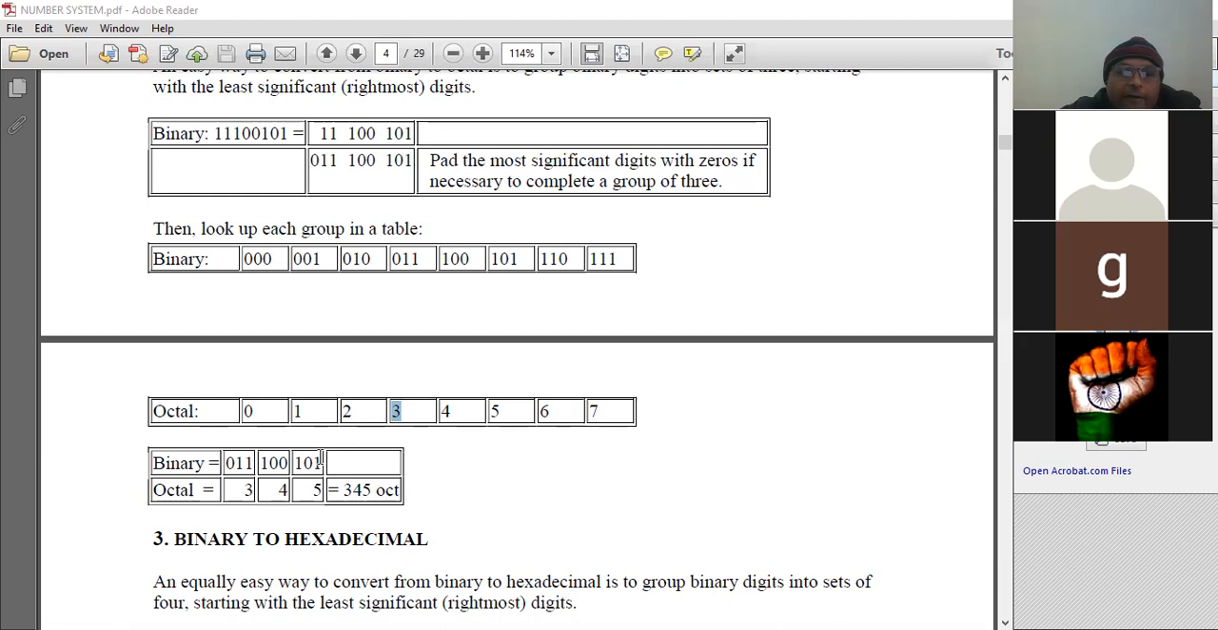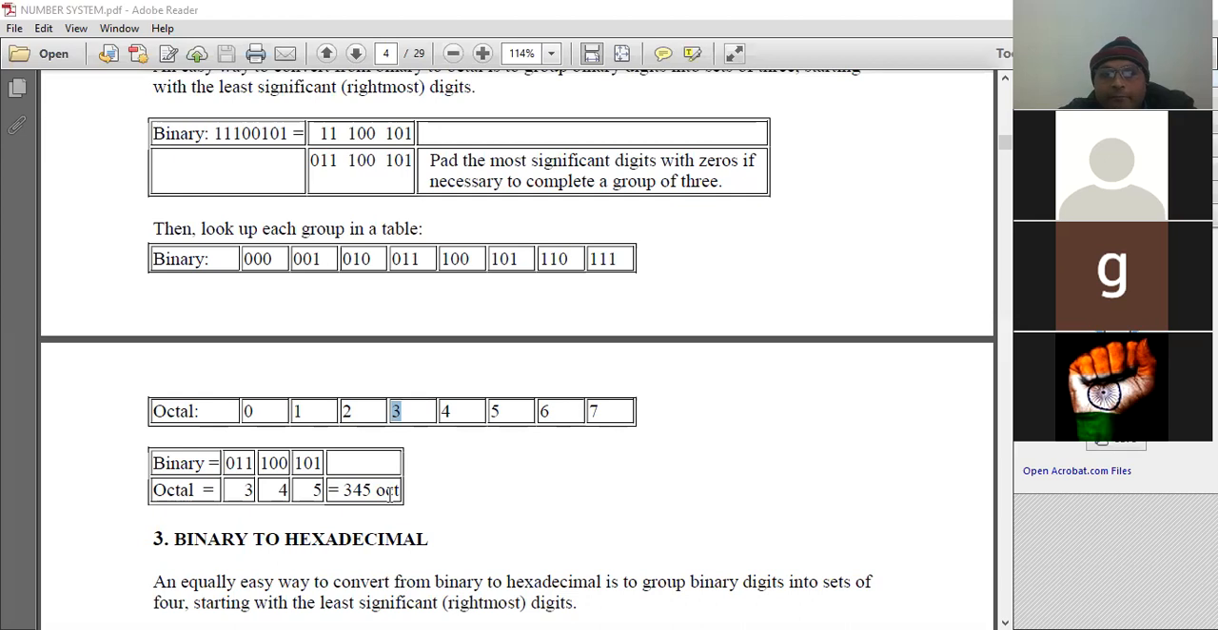1. 0 into 2 raised to 1, 0. 1 into 2 raised to 2, 4. So 4 plus 1, in this case I got 1. 1 into 2 raised to 0 is 1, and 1 into 2 raised to 2 is 4. 4 plus 1 is 5. So it is 5.